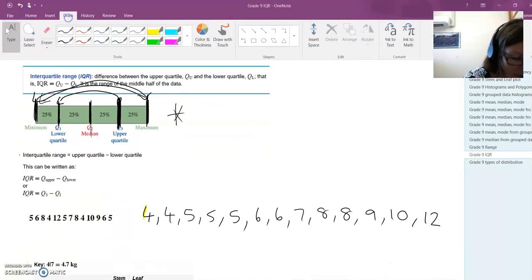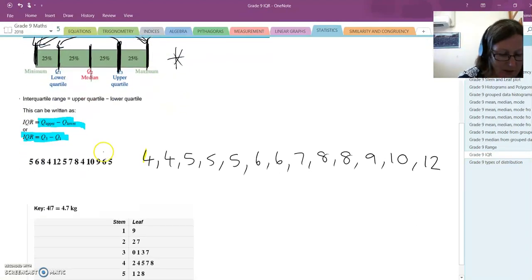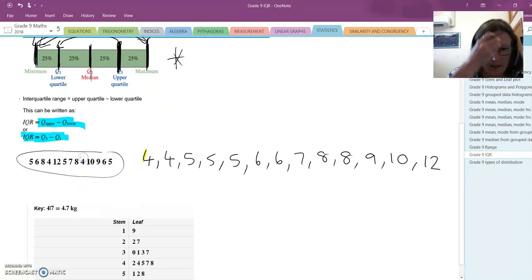The way it's commonly referred to in formulas is IQR equals Q3 minus Q1, or Q upper minus Q lower. Let's look at how we work this out. We've got a list of scores here. I've put them in order because I need to put them in order to work out the interquartile range. For the interquartile range, the first thing I need to work out is my median. I'm going to show you a quick way to work out the median.